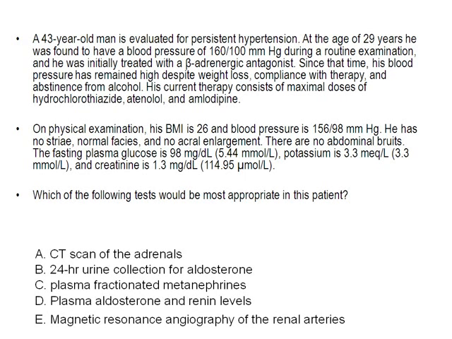On physical exam, he's not overweight now. He's still got high blood pressure. He doesn't have striae, abnormal facies, or acral enlargement. You don't hear any bruits when you listen to his abdomen or flanks. His blood sugar's okay, but he's got hypokalemia. And his creatinine is 1.3 milligrams per deciliter. Which of the following would next be most appropriate in this patient?